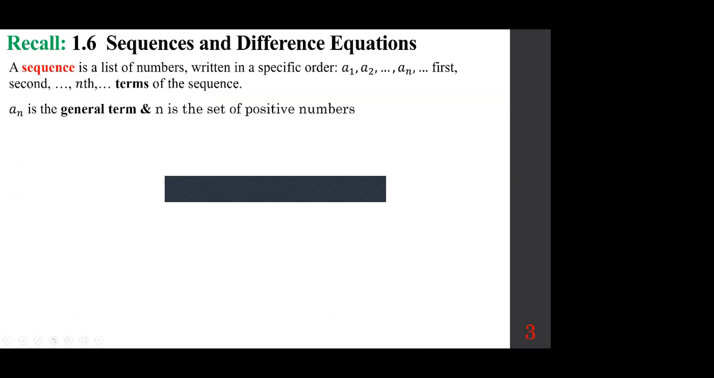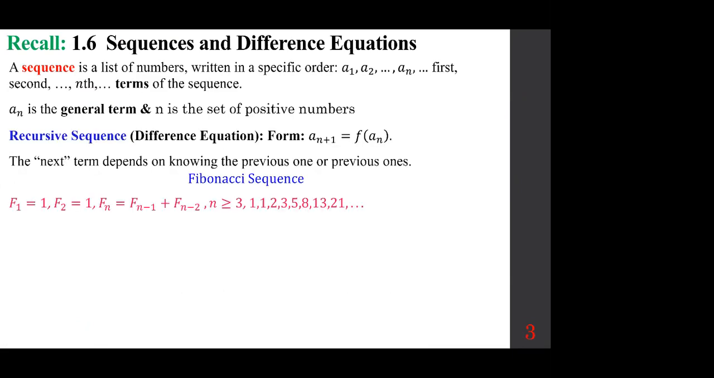Recall we looked at sequences in section 1.6. A sequence basically is defined as a list of numbers starting from a sub 1, going all the way to a sub n, the general term. A recursive sequence is of the form a sub n plus 1 equals f of a sub n, which means the next term depends on knowing the previous one or previous ones. An example of that is a Fibonacci sequence, where you add up the previous two numbers prior to what you have. And so that's the idea for a recursive sequence.